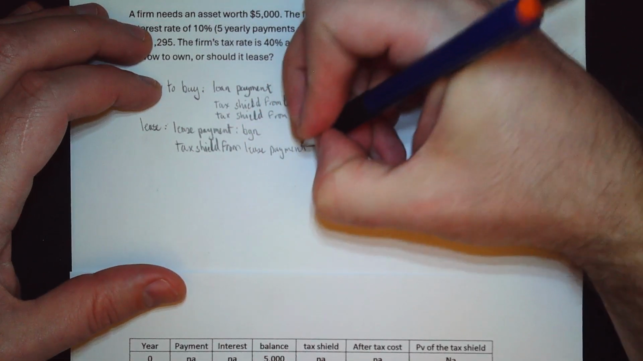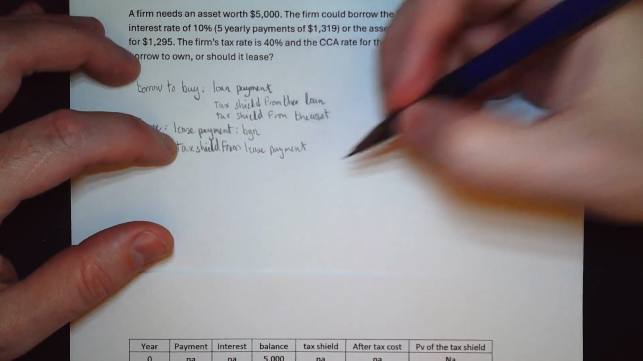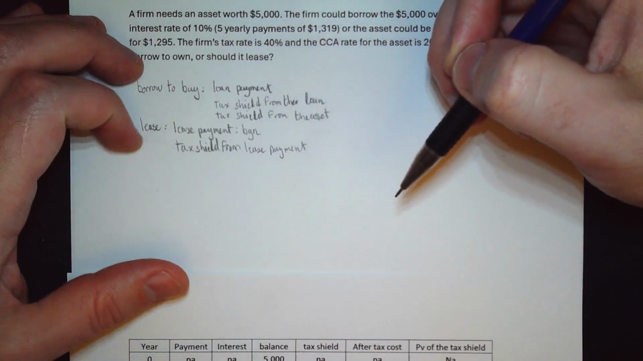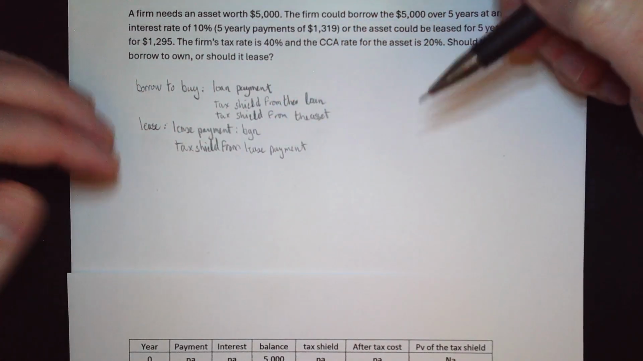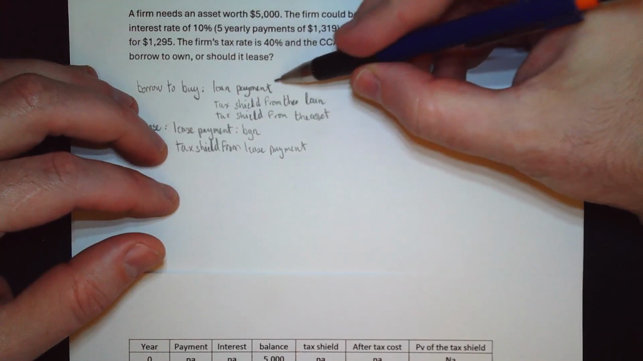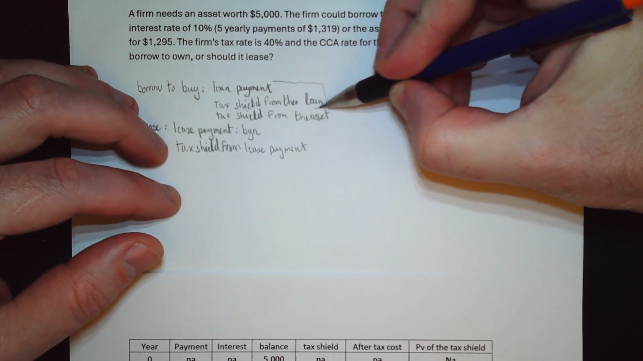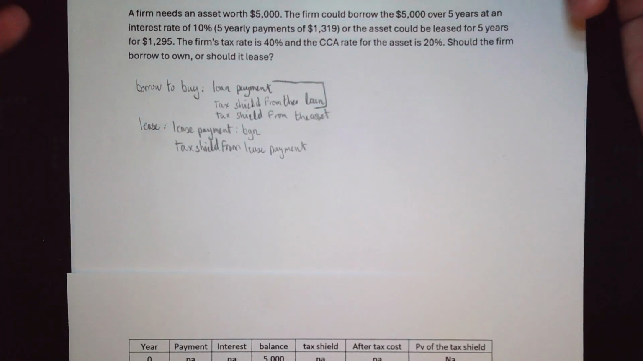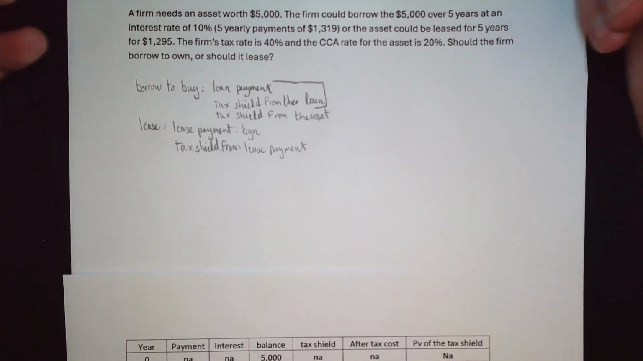Obviously, all of the tax shields are basically cash inflows. All of the payments, the loan or the lease payments, are cash outflows. Okay. Now, the thing that's complicated is these two things here, right? It turns out that they're actually really simple. But as usual, I just want to do one quick example.